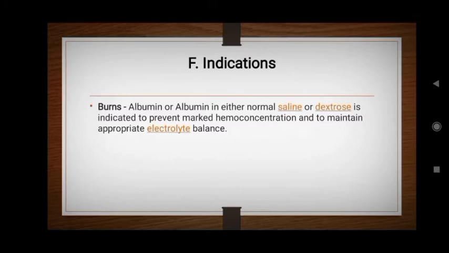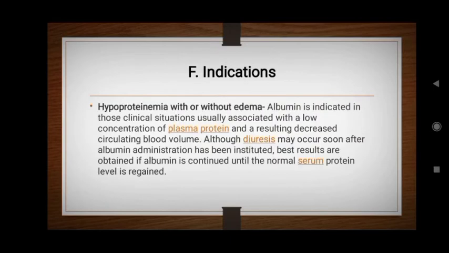Burns. Albumin in either normal saline or dextrose is indicated to prevent marked hemoconcentration and to maintain appropriate electrolyte balance. Hypoproteinemia with or without edema. Albumin is indicated in those clinical situations usually associated with a low concentration of plasma protein and resulting decreased circulating blood volume. Although diuresis may occur soon after albumin administration has been instituted, best results are obtained if albumin is continued until the normal serum protein is regained.